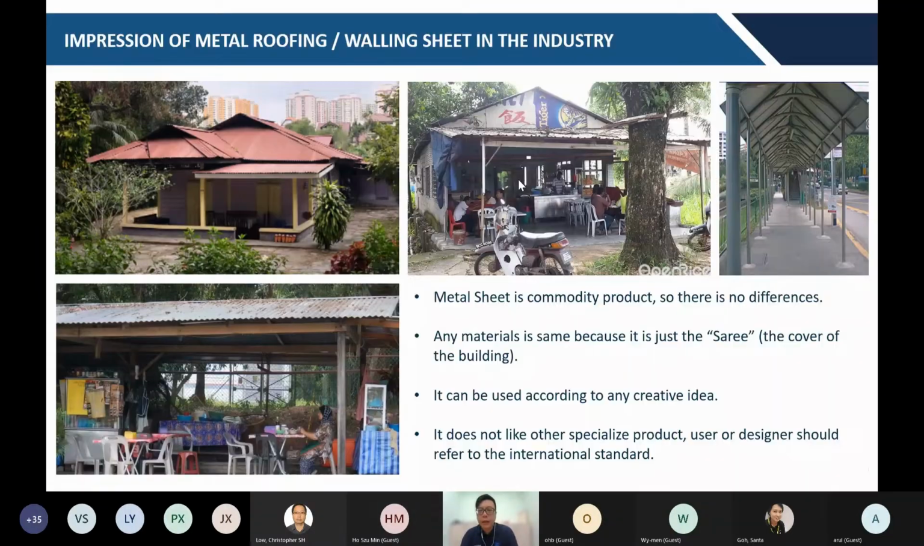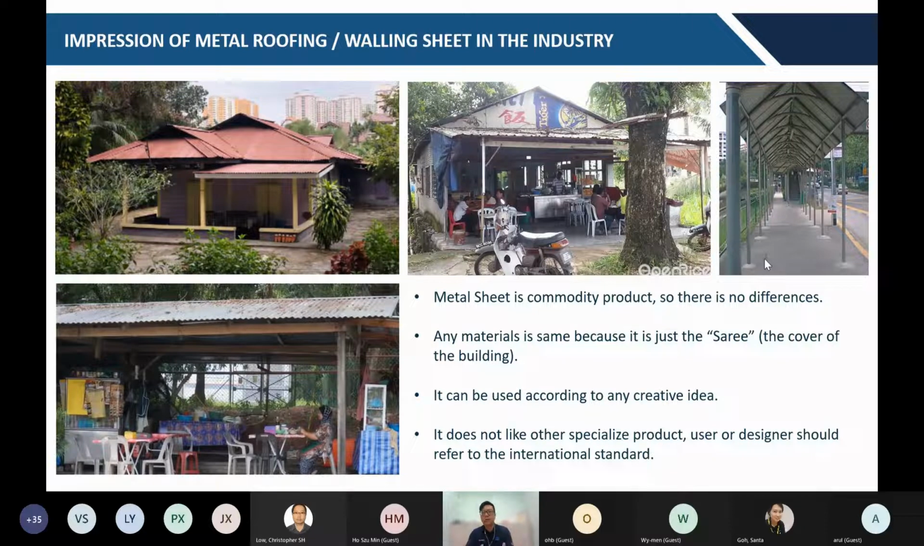Okay, normally, when people think about metal sheet, the public will have the impression that it is used for compound houses, for the warung, pedestrian walkways, etc. It is so common to be seen and so common to be used. As such, most people, even the industrial players, do not consider metal roof a specialized product. The impression of metal sheet is that it's just a commodity product, so there's no difference between suppliers. Any material is the same because it's just a sari.